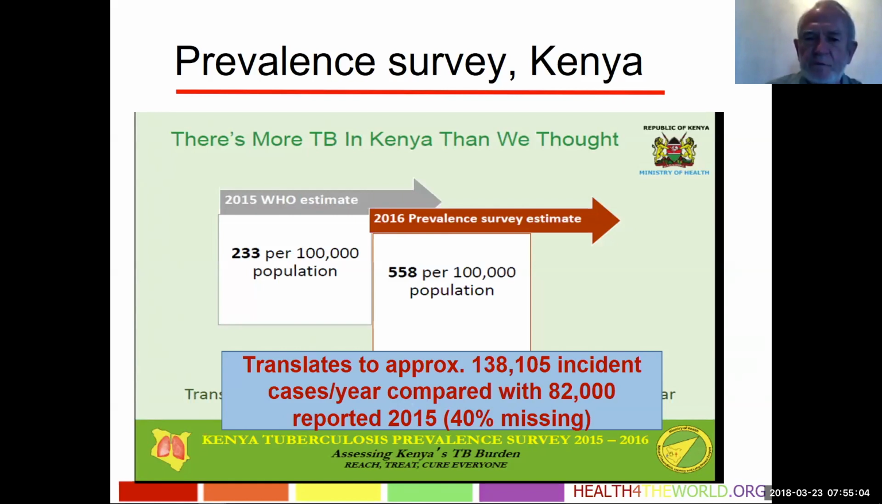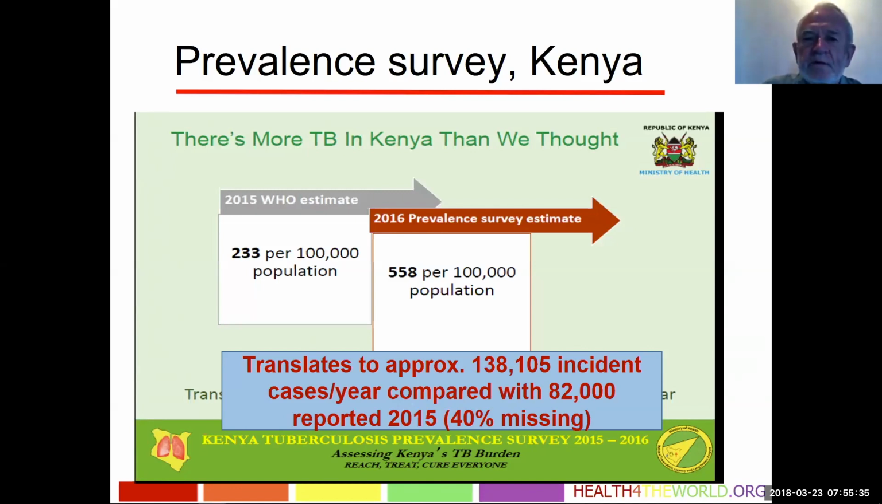This translates to about 138,000 incident cases per year based on the 558 prevalence survey estimates, compared with 82,000 cases reported in 2015. So approximately 40% of the cases in Kenya have no information known about them.